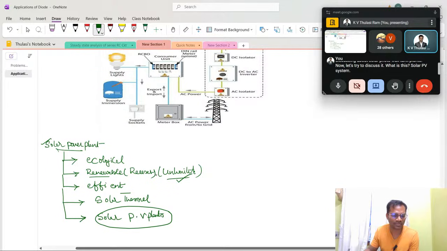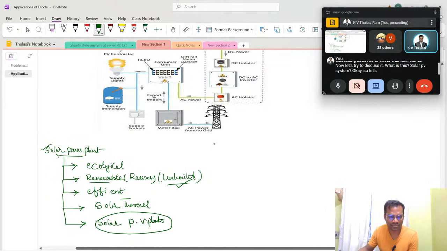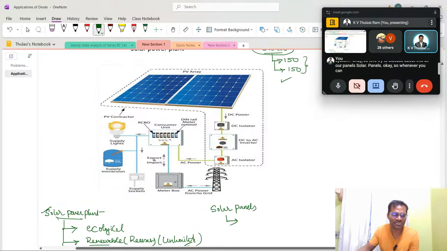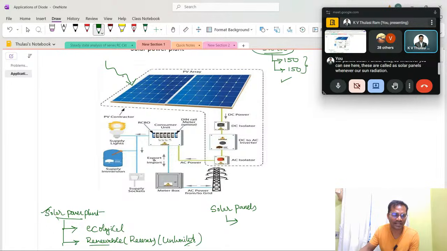Okay, so let's try to discuss the solar panels. Whenever you can see here, these are called solar panels. Whenever the sun's radiation, the light energy from the sun, bombards our solar panel, this light energy is converted into voltage. This process is called the photovoltaic effect.